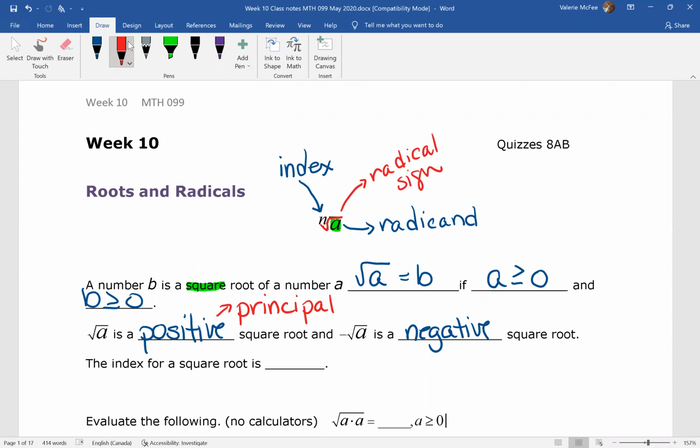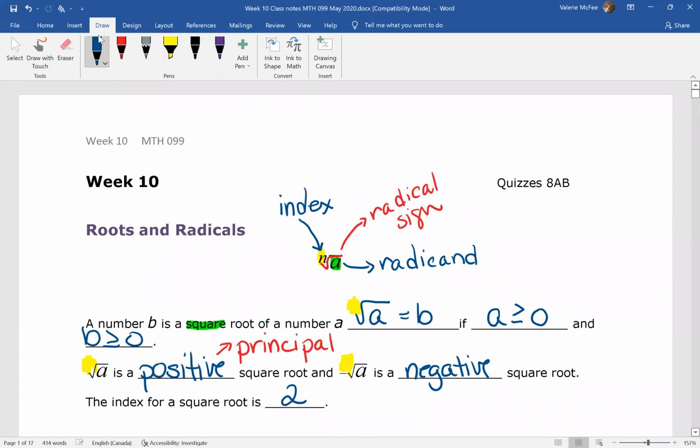What about the index for a square root? Remember that the index is this number outside. But when we write a square root, we don't have a number here. What is the index for a square root? Well, even though we don't write it, we understand that the index is 2. That's important to remember as we start looking at some of the properties of roots and radicals.